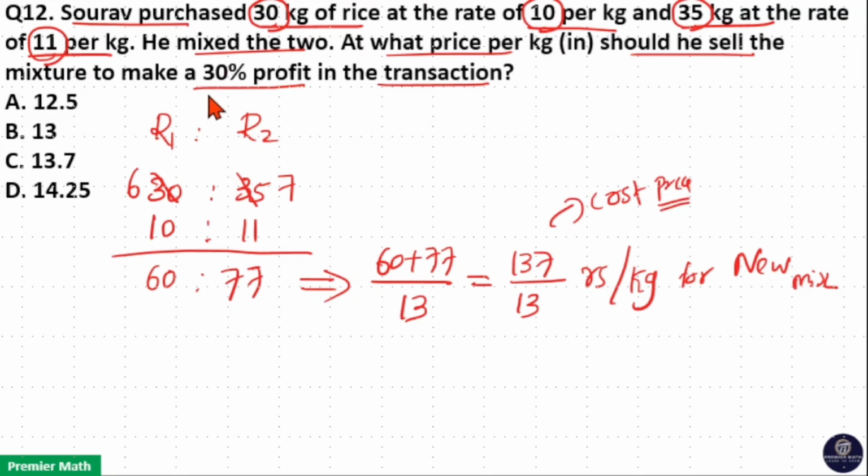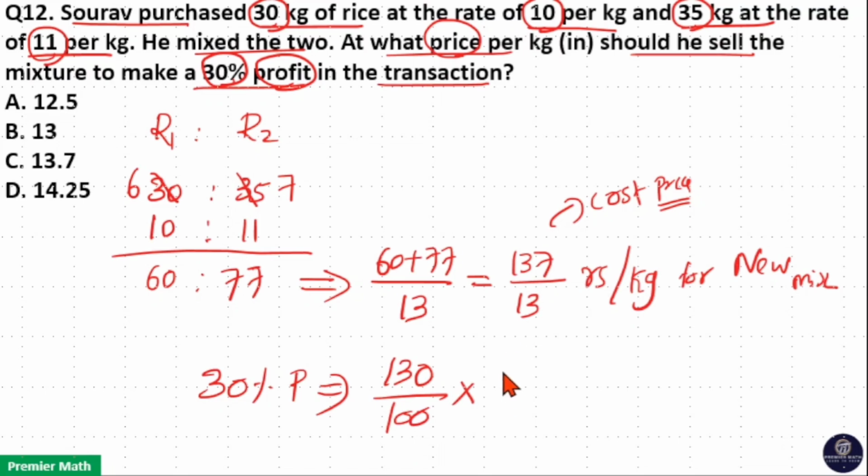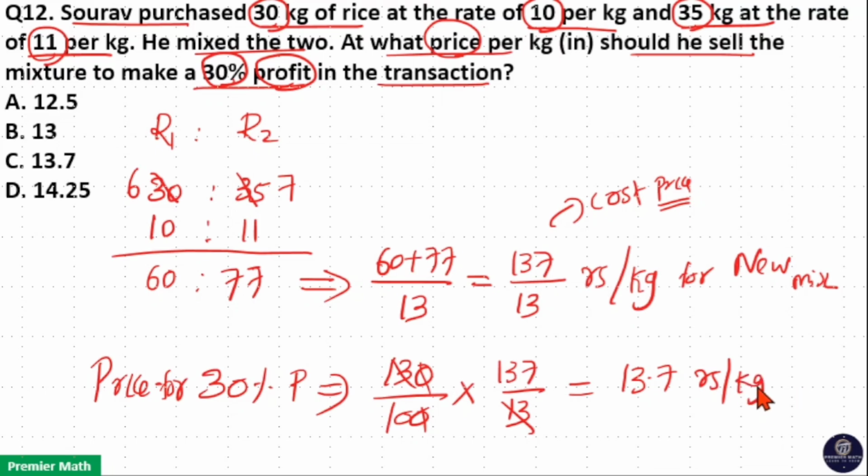Now we need the 30% profit price. That is, we need to get the price per kilogram for 30% profit. So to get 30% profit, we need to take 130% of the cost price. That is 130% of 137 by 13. 13 and 13 cancel, 0 cancels. So to get 30% profit, the price becomes 13.7 rupees per kilogram for the new mixture. So option C is your answer.